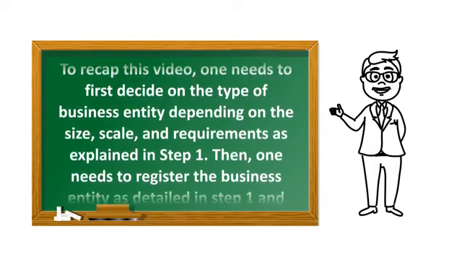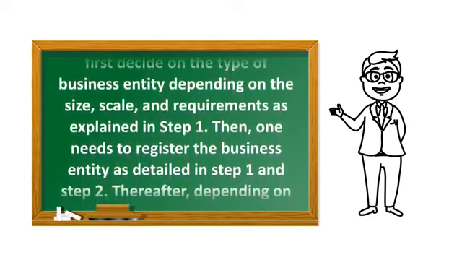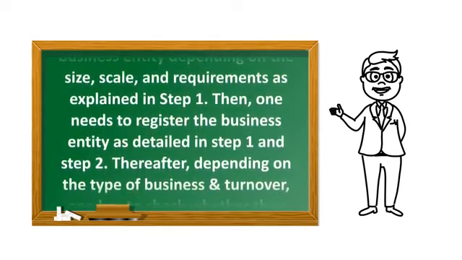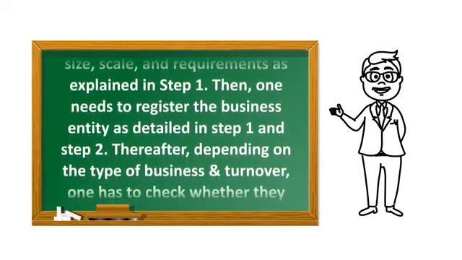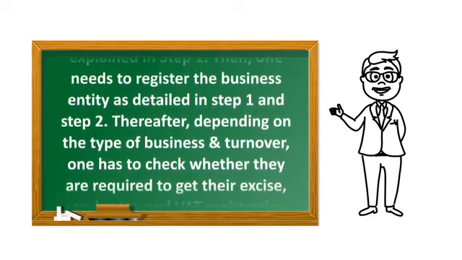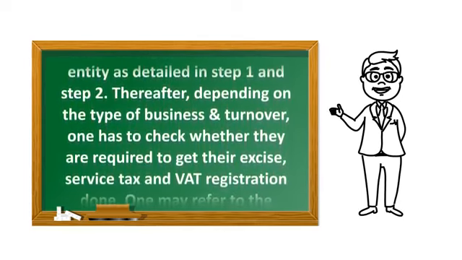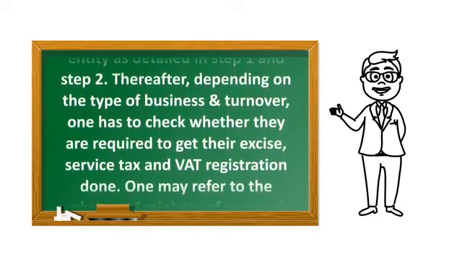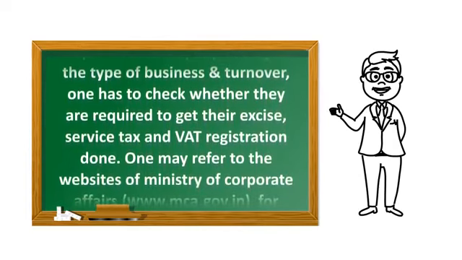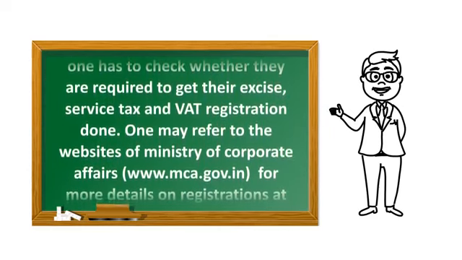Summary. To recap this video, one needs to first decide on the type of business entity depending on the size, scale, and requirements as explained in Step 1. Then, one needs to register the business entity as detailed in Step 1 and Step 2. Thereafter, depending on the type of business and turnover, one has to check whether they are required to get their excise, service tax, and VAT registration done.